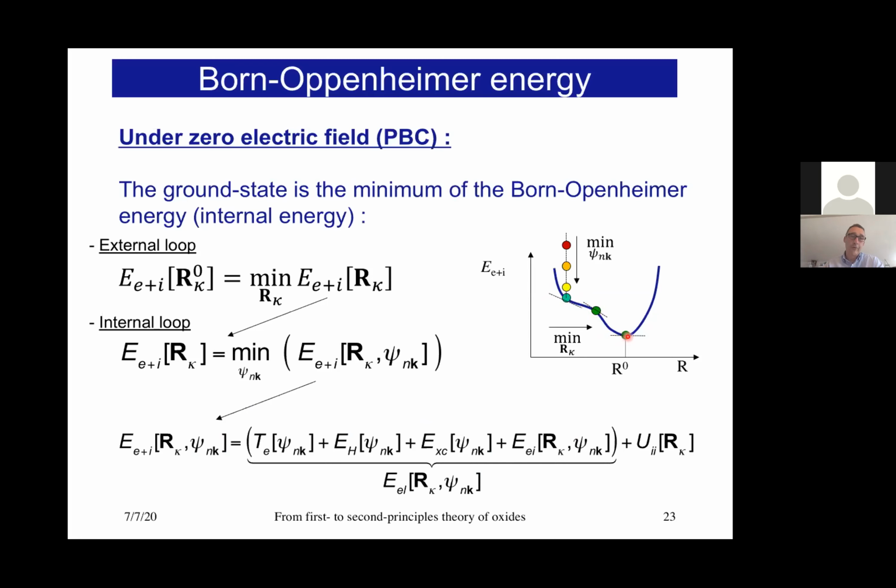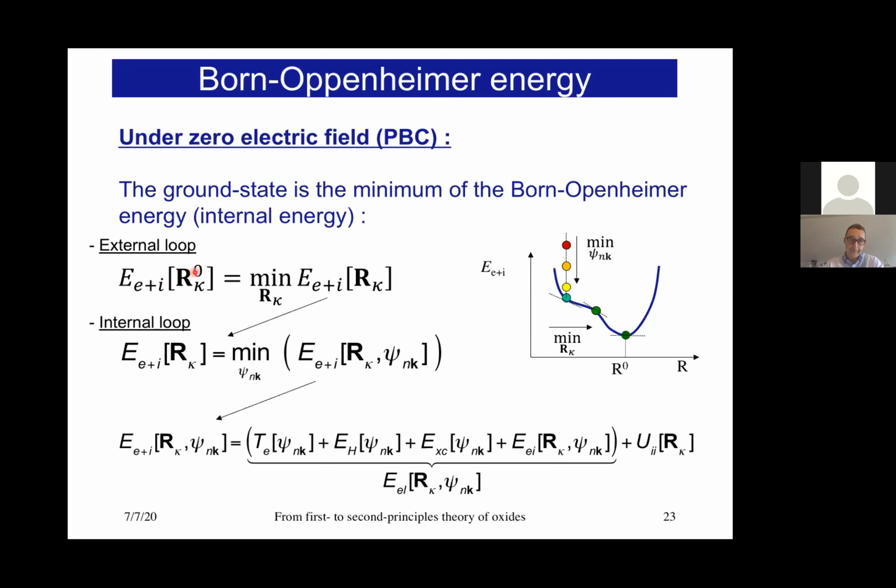of the Born-Oppenheimer surface. So basically, there is a first minimization over the wave functions performed at fixed ionic positions to get this Born-Oppenheimer energy in terms of R. And then you need to make a second external loop in order to minimize over the atomic position in order to identify the ground state of the Born-Oppenheimer energy here.